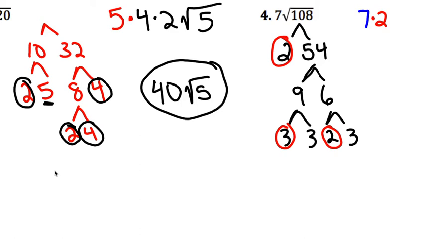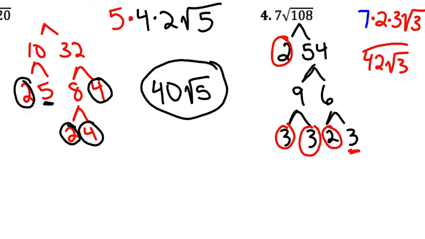Whoops. I erased too much. Alright, so that pair of 3s will come out as a single 3. And I got this little 3 here left over that will stay underneath the square root. So I'm ready to multiply. 7 times 2 is 14. 14 times 3 is 42. Square root of 3. Final answer.